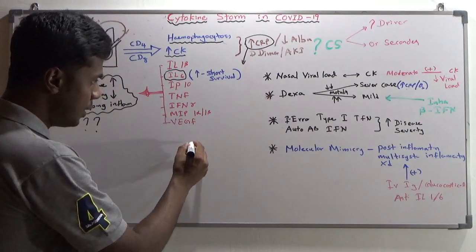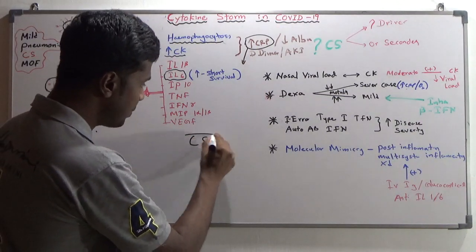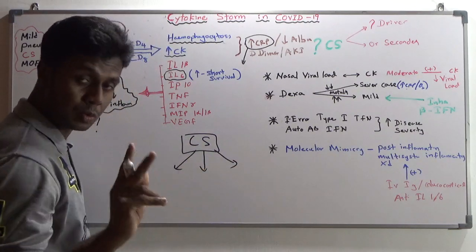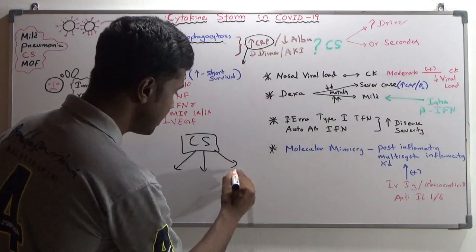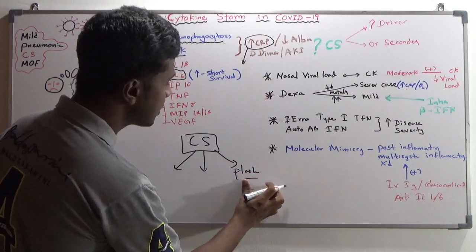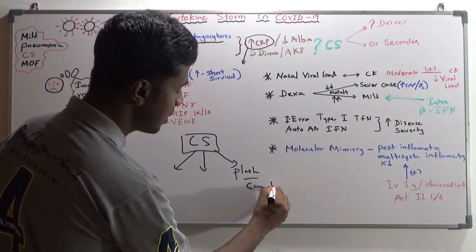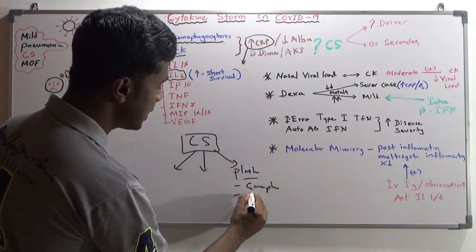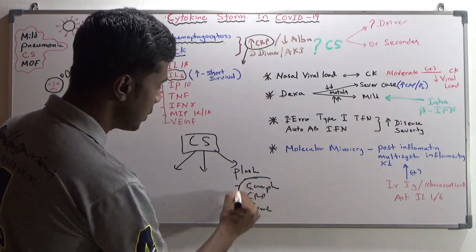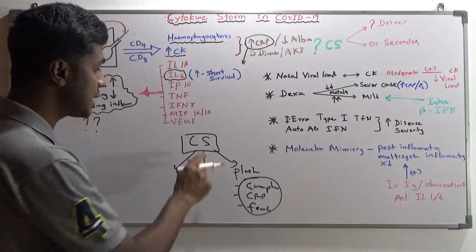As I already told, for the cytokine storm, 3 cell lines are mainly involved, and 2 cell lines with plasma protein. This is plasma protein, including complement, C-reactive protein, and ferritin. Those are the major proteins involved in the cytokine storm.